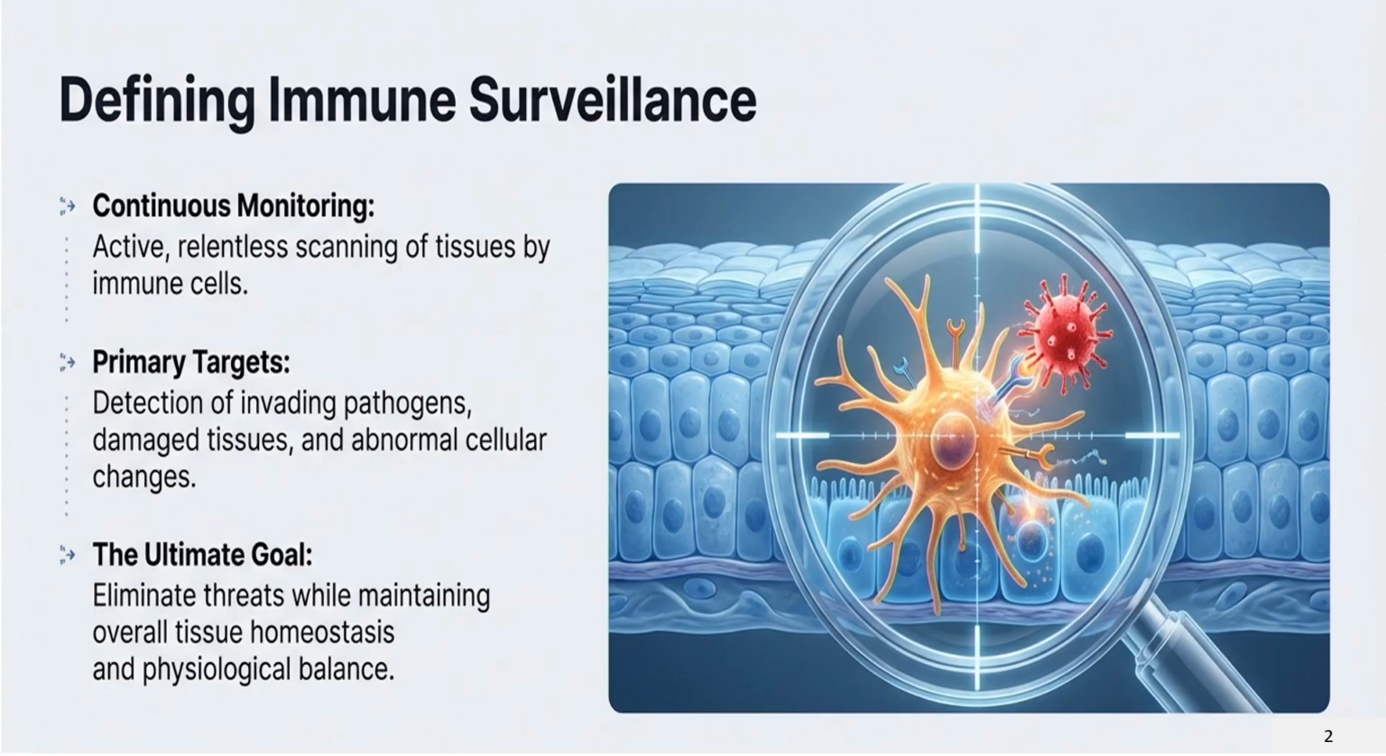So when we define immune surveillance, it covers three major areas. The first one is continuous monitoring. Continuous monitoring stands for the immune system continuously screening for damaged tissue or spaces which require repair, as well as any entry of pathogens into the host body.